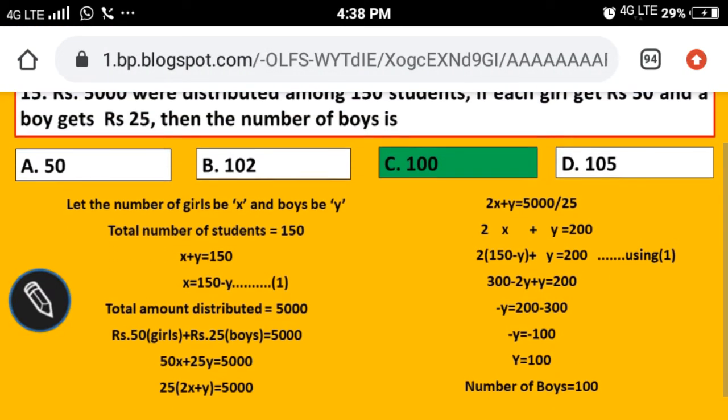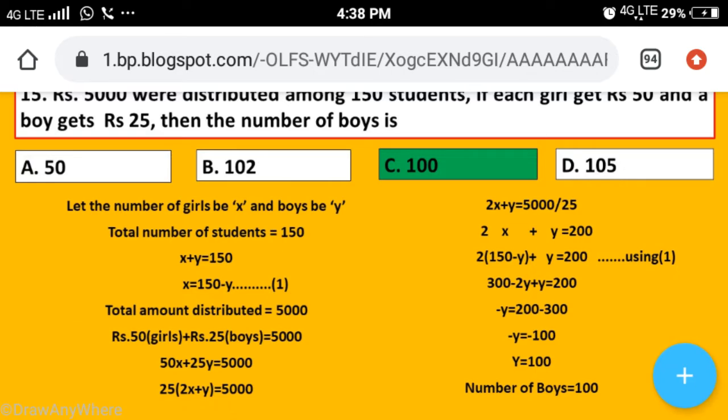So here, let the number of girls be x and boys be y. So here the total number of girls is considered as x and the total number of boys as y. It is given that the total number of students is 150. When we add the total number of boys and the total number of girls, that gives the total number of students. Therefore we get the equation x plus y equals 150, and the value of x becomes 150 minus y.